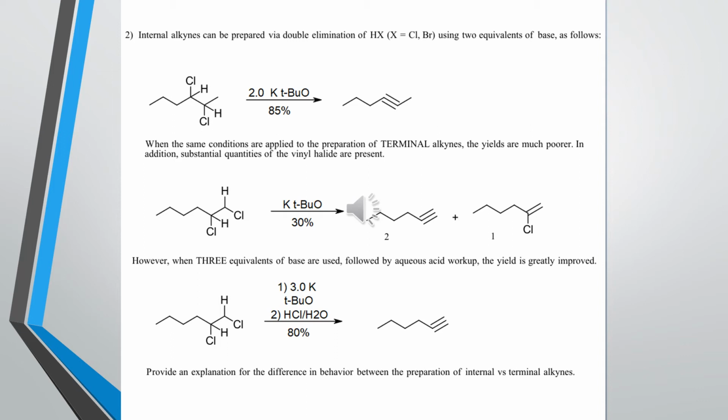However, when you increase the stoichiometry and use 3 equivalents of base, 3 equivalents of potassium t-butoxide, followed by dilute aqueous acid workup, you're back to, again, a very efficient, very good yield of the desired product, which is the terminal alkyne. You are to provide an explanation for the difference in behavior, using essentially the same chemistry, except for the stoichiometry, between the preparation of internal versus terminal alkynes.